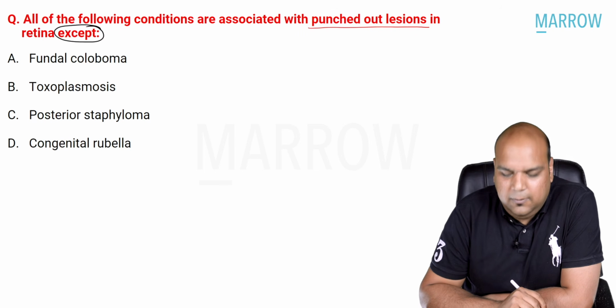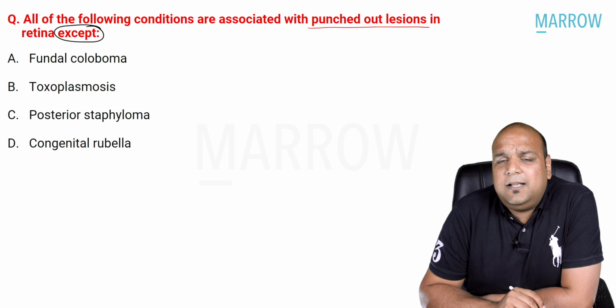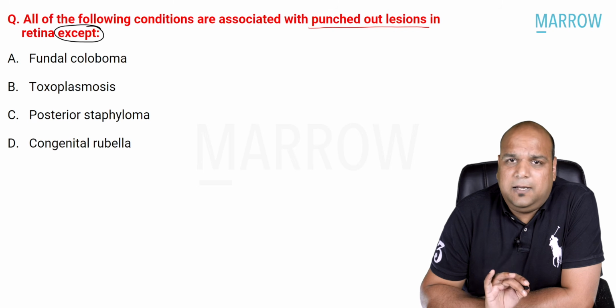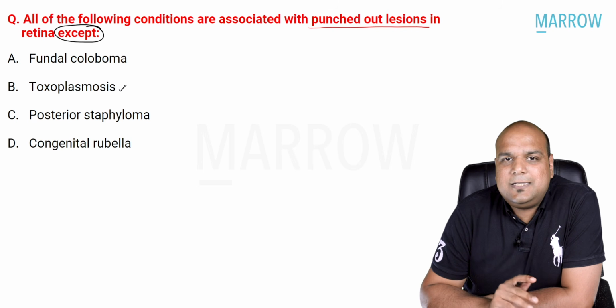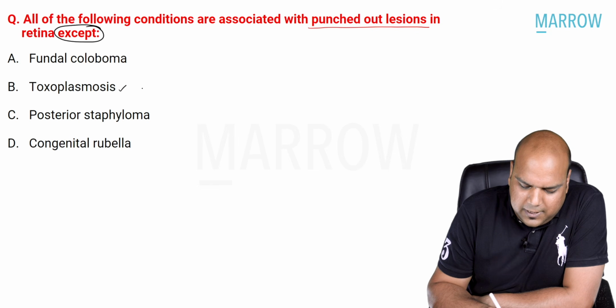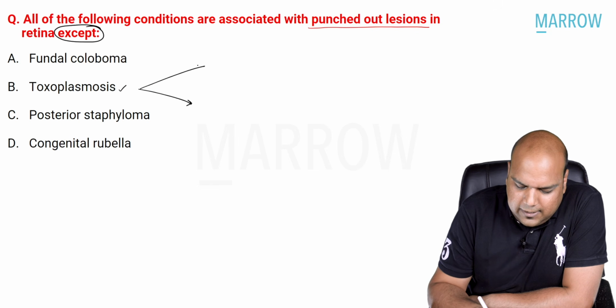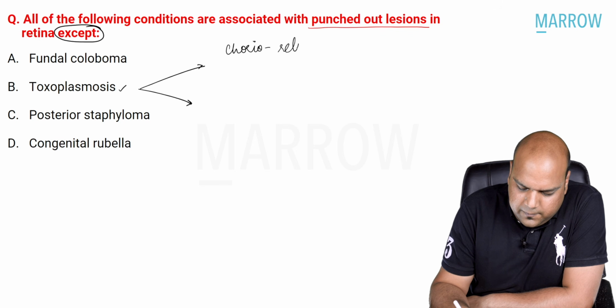All except. Now, punched out lesion, as soon as I hear it, the first thing that comes into my mind is toxoplasma. So I know toxoplasmosis gives us a punched out lesion. Toxoplasmosis is a cause of chorioretinitis. Yes or no? It is a cause of chorioretinitis.